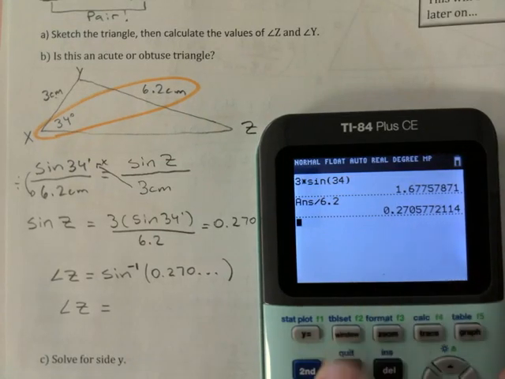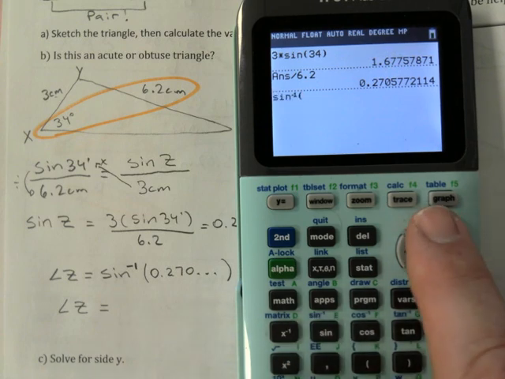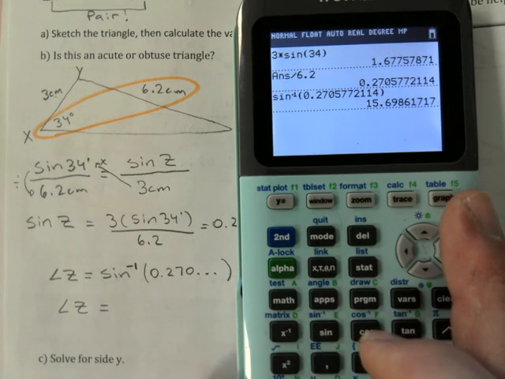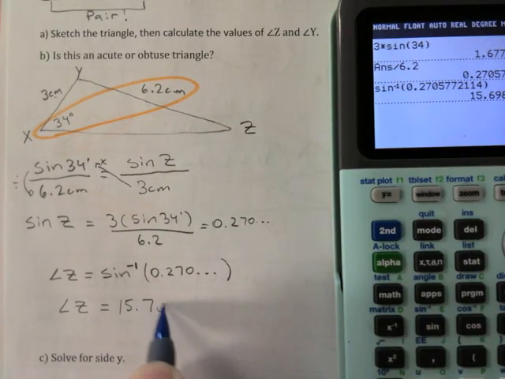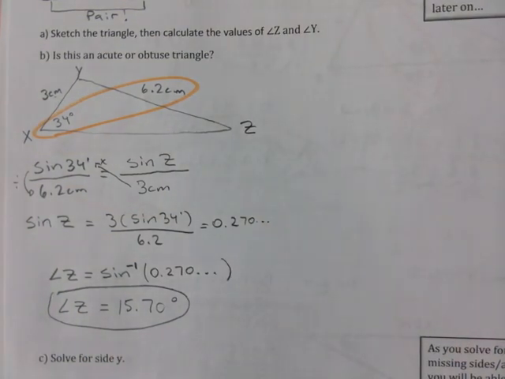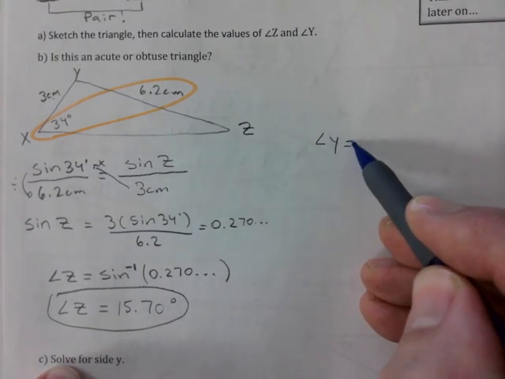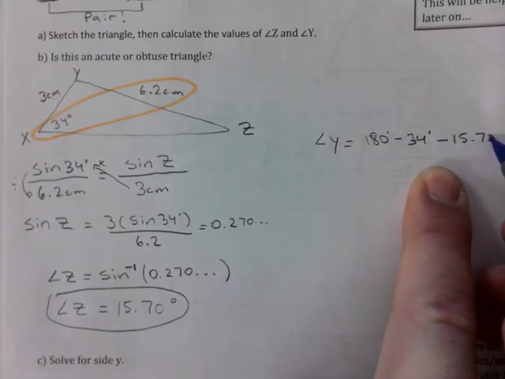I leave it there. I just press second on your calculator, then press sine, and then just copy paste that value into it. You don't have to close the brackets. And you hit enter, and that's 15.70, right? 15.70 degrees. And now you can solve for angle Y, okay? Now we have two angles, so let's go ahead and do that. Angle Y is equal to 180 minus 34 minus 15.70.